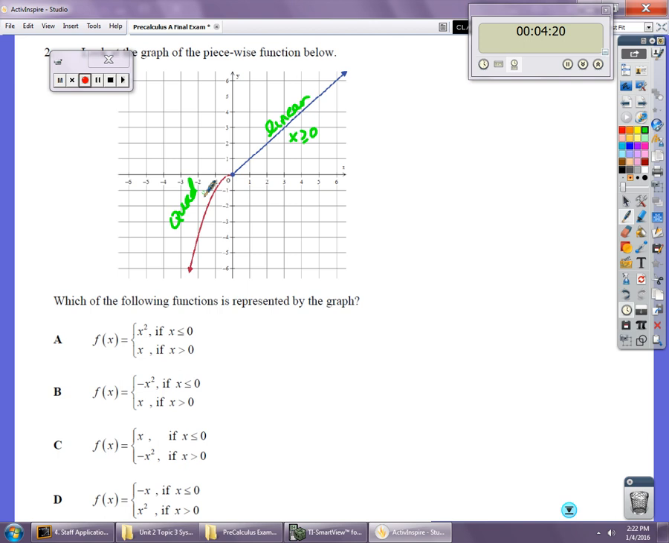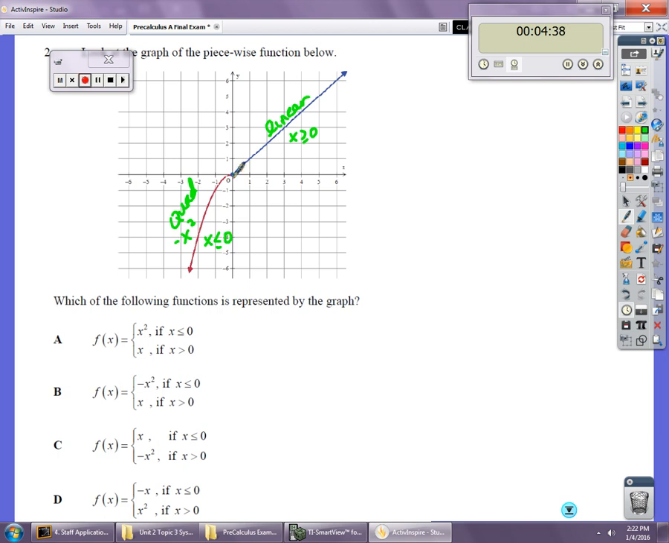And also you can kind of peek at the answer choices, and that can kind of give you a little hint too, right? This is like an x squared. And since it's facing downwards, I'm definitely looking at like a negative x squared. And this looks like it's on the left-hand side of 0, right? So this is going to be if x is less than or equal to 0.